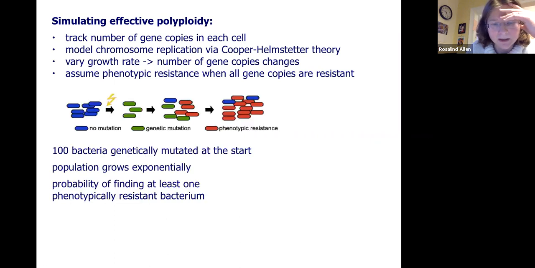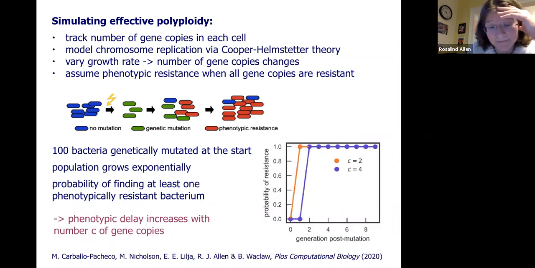So here's just an illustration of how one of these simulations might work. Let's say that we have 100 bacteria which are genetically mutated at the start of our experiment, or at least one of the copies of the gene is genetically mutated, and the population grows exponentially. Then let's plot from our simulations the probability of finding at least one phenotypically resistant bacterium in the population. So the probability that the population shows some level of phenotypic resistance.